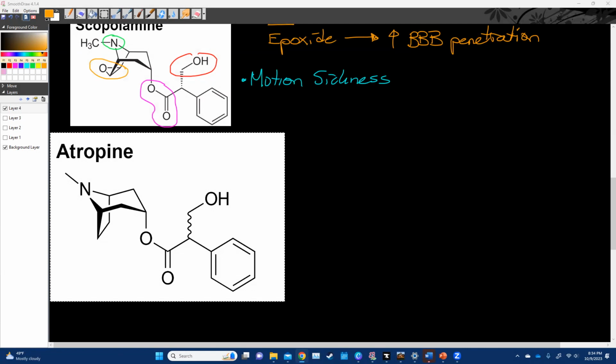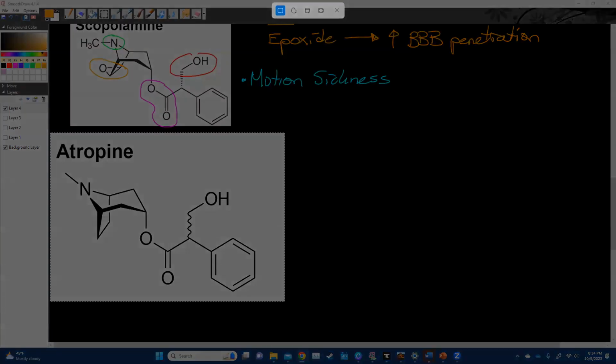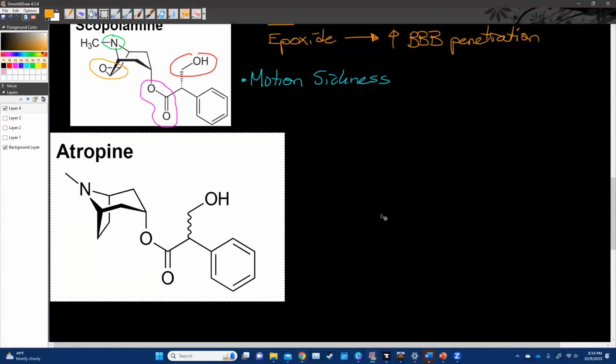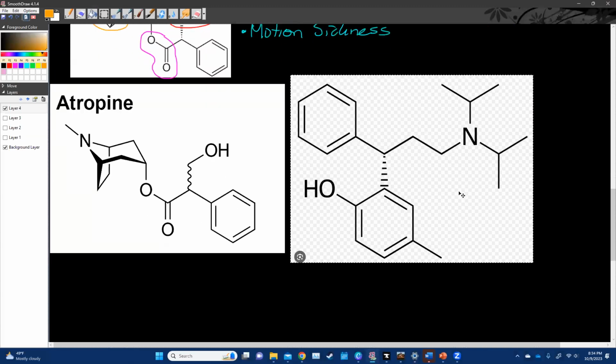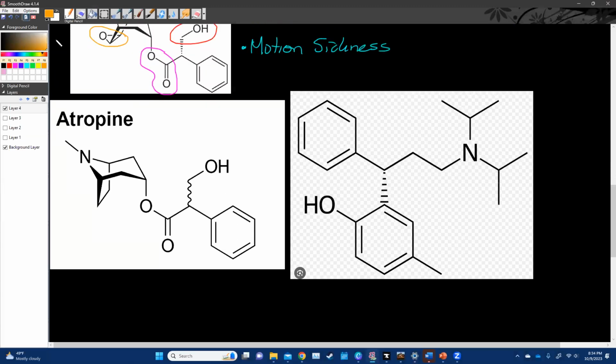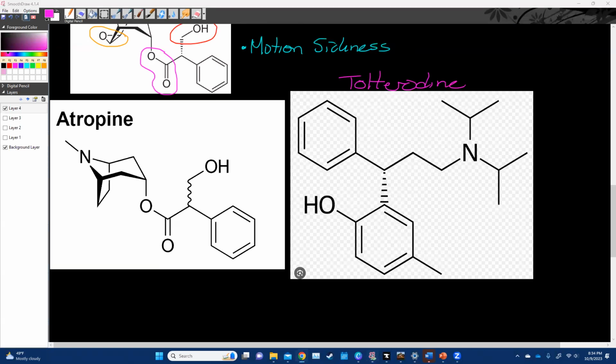This is a better picture than the one I have. All right. The next drug that we're going to talk about is tolterodine, which again is an antimuscarinic. And essentially, what's going on with tolterodine is that it is mimicking the structure of atropine, but in a very loosey goosey way.